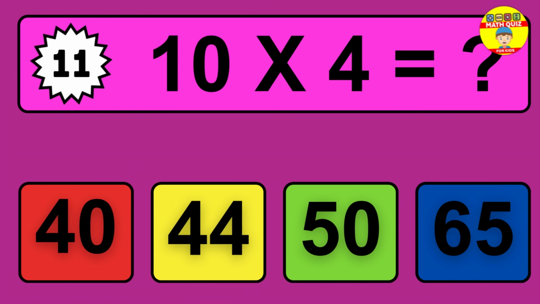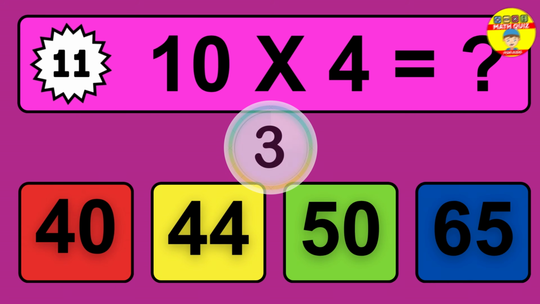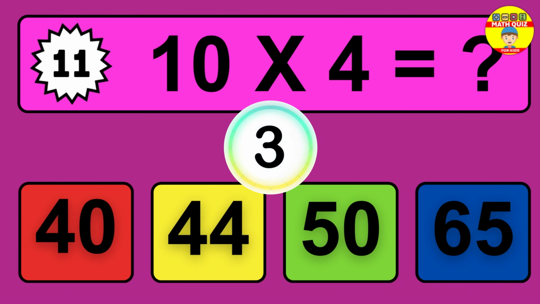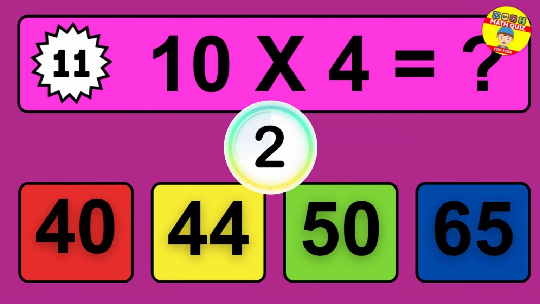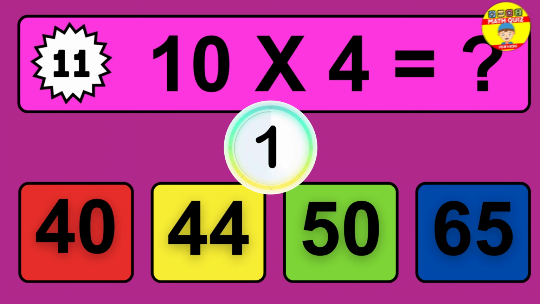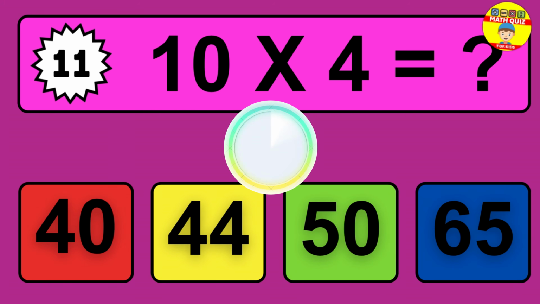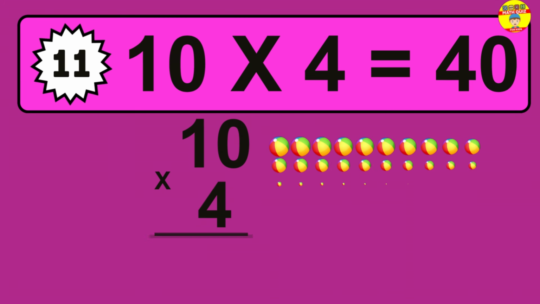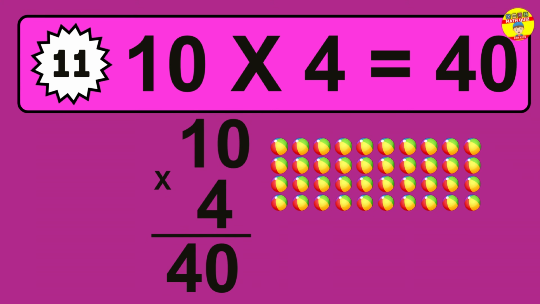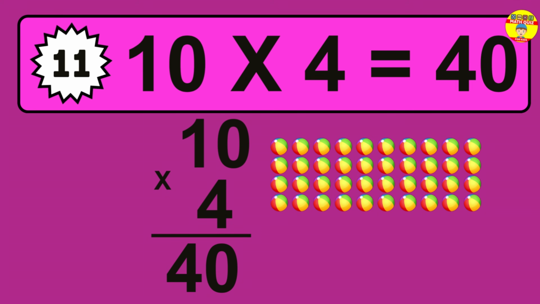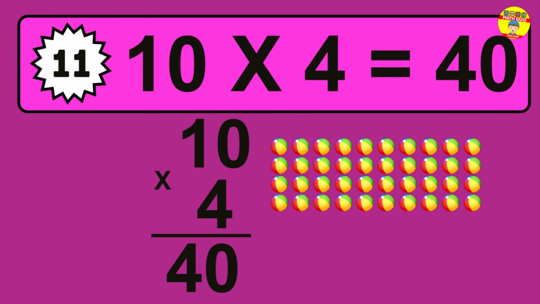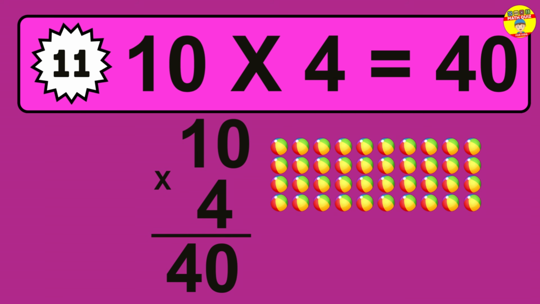Question 11. 10 times 4 equals what? So the answer is 10 times 4 is 40. To calculate, we have 10 groups with 4 balls each one. So how many balls do we have? 40 balls.